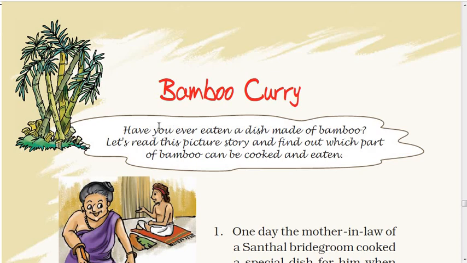Okay, so let's begin. Have you ever eaten a dish made of bamboo? Of course, you all live in Arunachal Pradesh, right? And this is a place full of bamboo trees. So you all must be familiar with the dish that is made with bamboo. Actually, not bamboo, bamboo shoots, right? So there's a difference between bamboo and bamboo shoots. So let's read this picture story and find out which part of bamboo can be cooked and eaten. Okay, so let's begin.